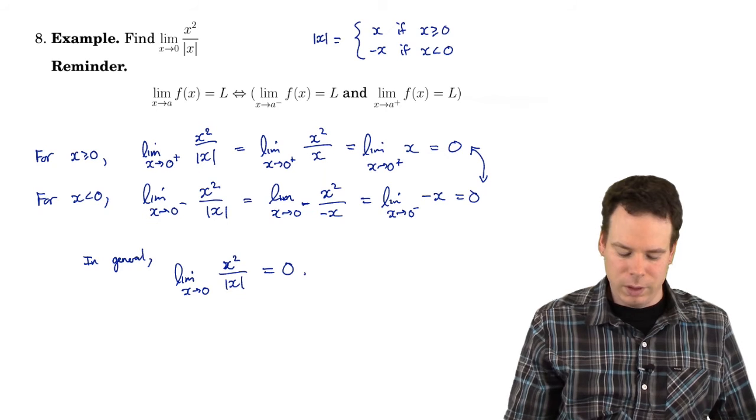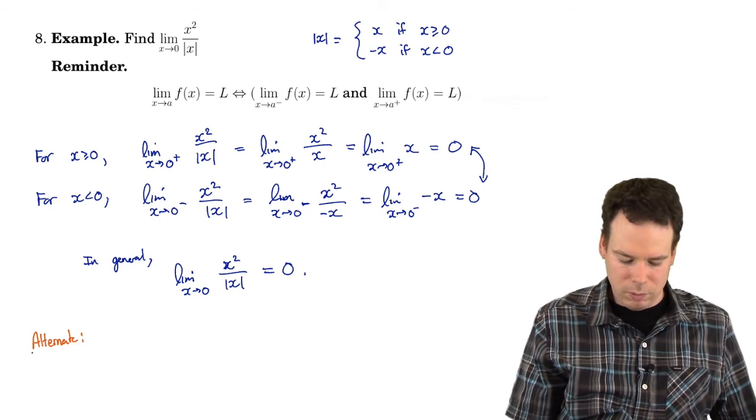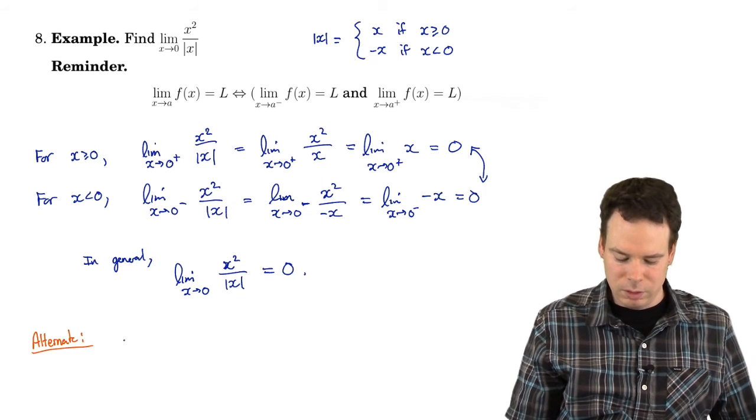and getting, therefore, the general two-sided limit as 0. There is an alternate way to do this, and it avoids having to consider these pieces, and so it might be worthwhile noticing this alternate way.